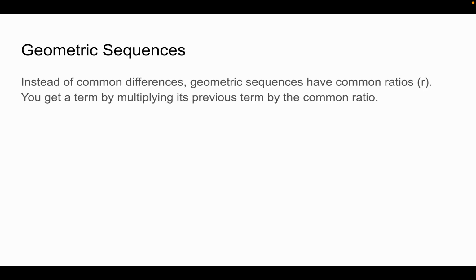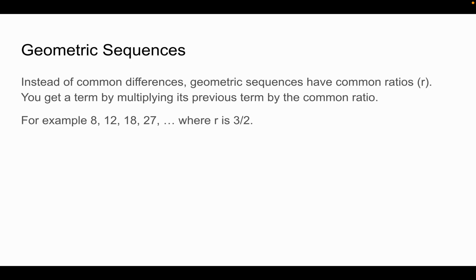Now let's talk about geometric sequences. Geometric sequences are actually pretty similar to arithmetic sequences, but the difference is that instead of adding, you multiply. And so instead of having a common difference, we have common ratios, and you get the next term by multiplying the previous term by the common ratio, also known as r.